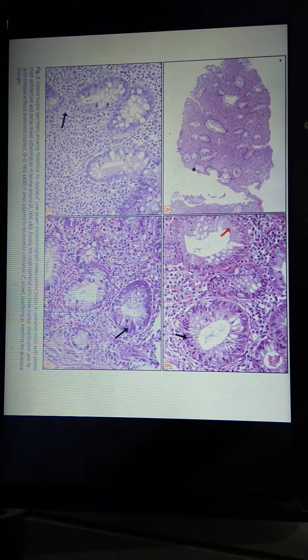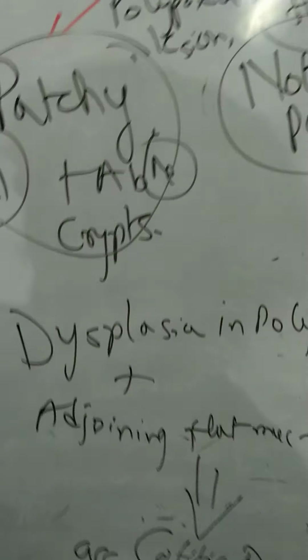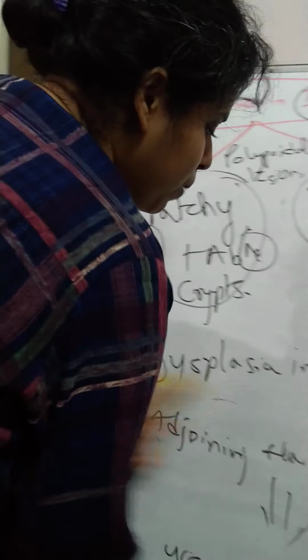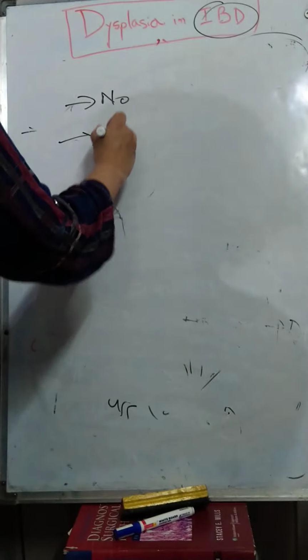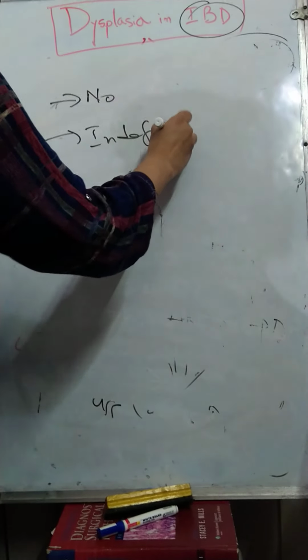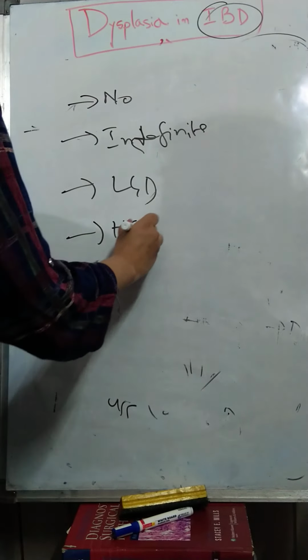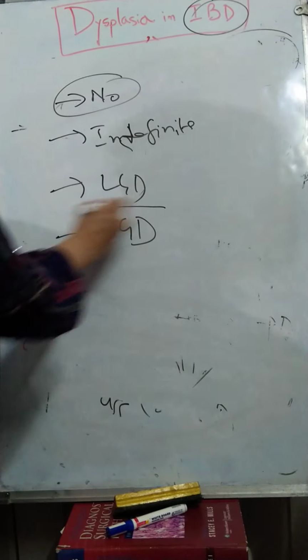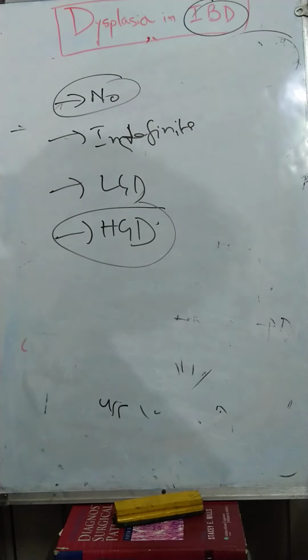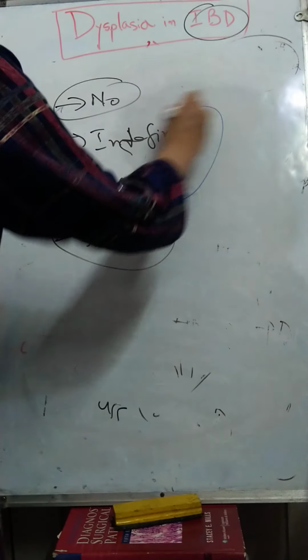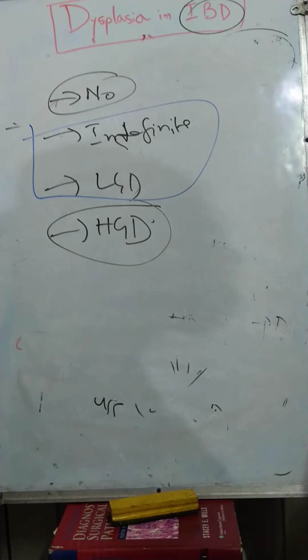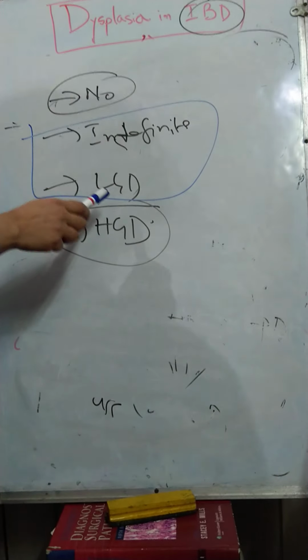Now, as I told you in my second lecture, dysplasia in IBD has a 4-tier classification. Number 1 is no evidence of dysplasia. Number 2 is indefinite for dysplasia. Then of course LGD, low grade, and HGD, or high grade. Now this is not an issue for any histopathologist. The problem is here. There is a lot of inter-observer disagreement when it comes to indefinite and low grade.